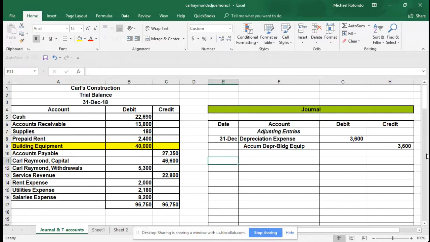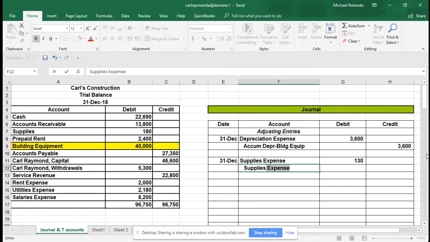Okay. So what we're going to do is we're going to put in our date. We're going to debit supplies expense of $130. And we're going to credit supplies.